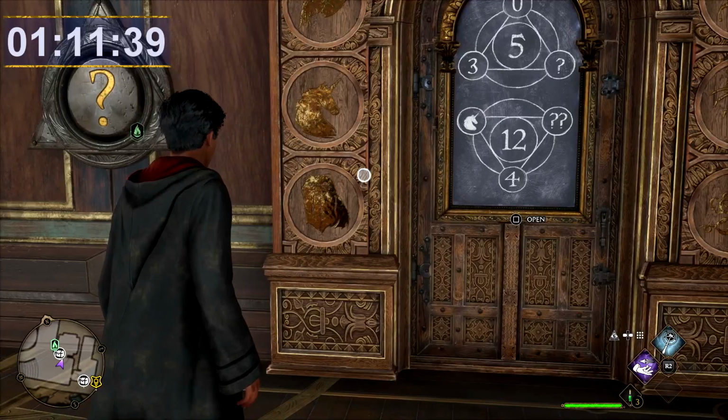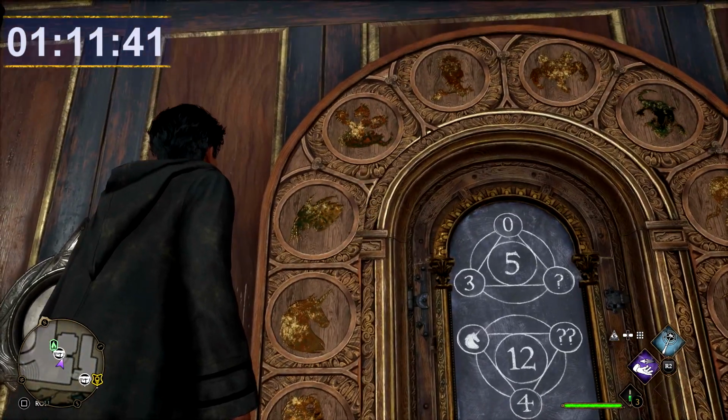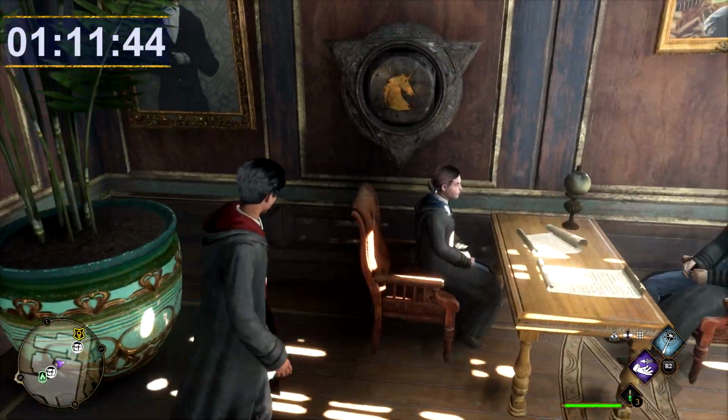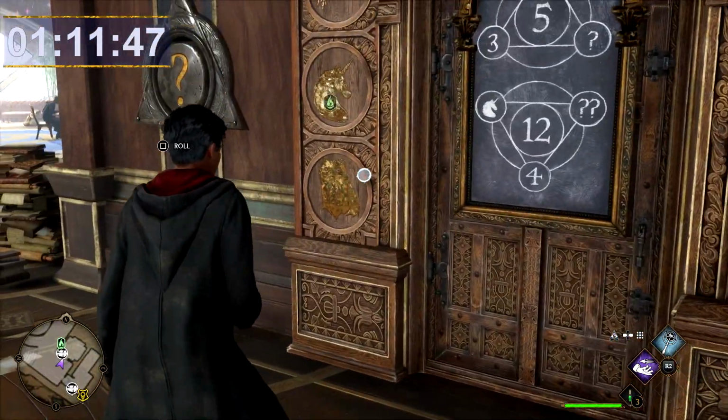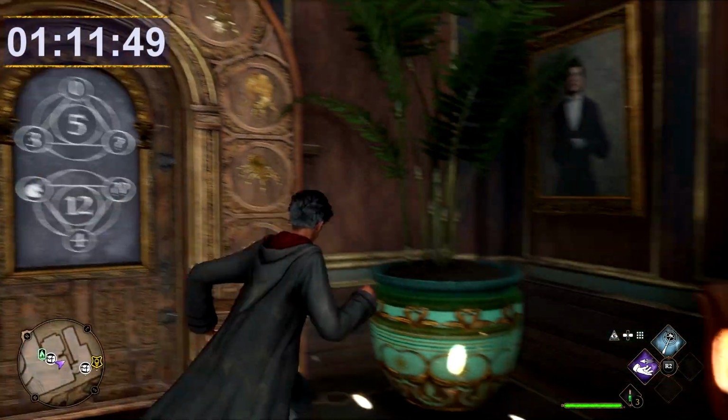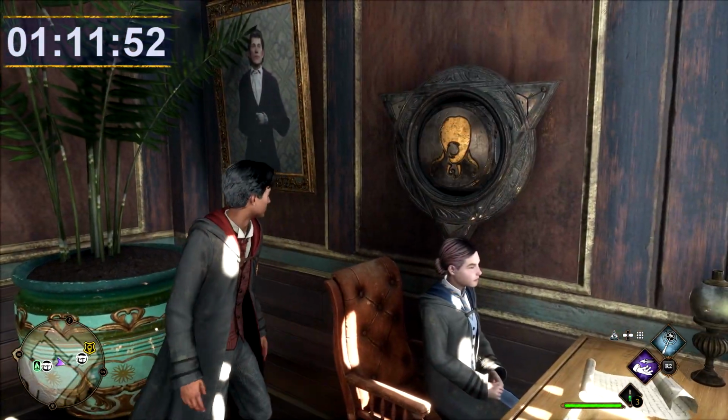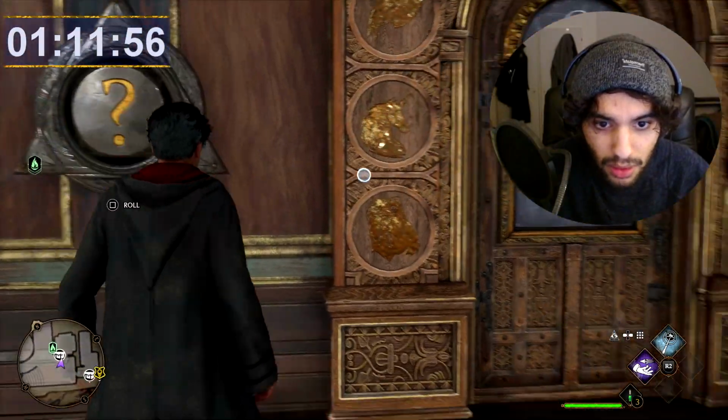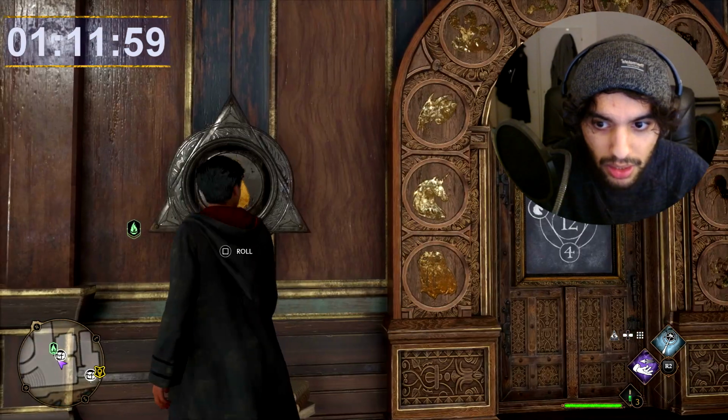How do we know what 4 is? 1, 2, 3, 4. 4 could be the dragon. Is the dragon here? Is that 4? 1, 2, 3, 4. That is the dragon. So 4 could make sense. But in that case, what's 3? 1, 2, 3. That is dragon 2. But what is 0 then?